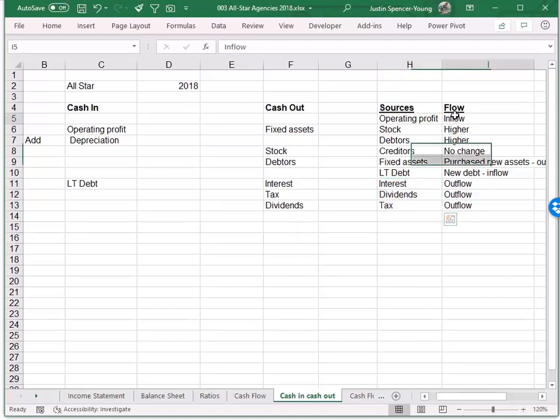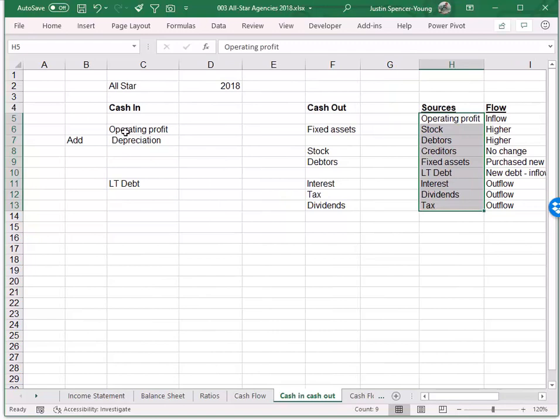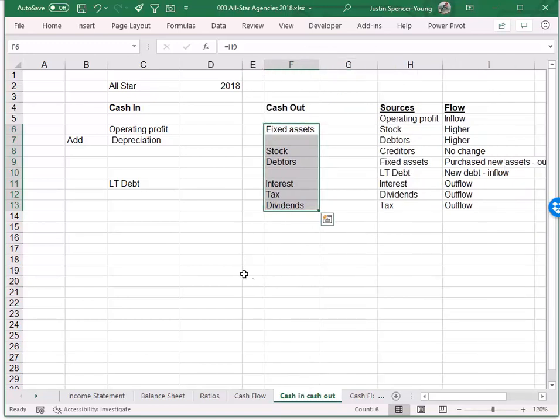So once I had identified the direction of cash flow for these items, I simply took these headings and put them into 2 separate lists. I said, what are the cash ins? And there's only 2, operating profit and long-term debt. And what are the cash outs? And I simply listed them under these 2 different headings. Now what we're going to do is go and find the numbers that relate to these headings, and we're going to do a cash in, cash out calculation.